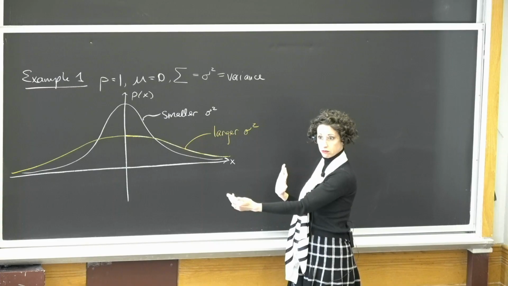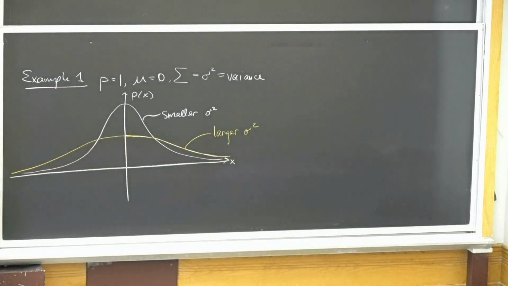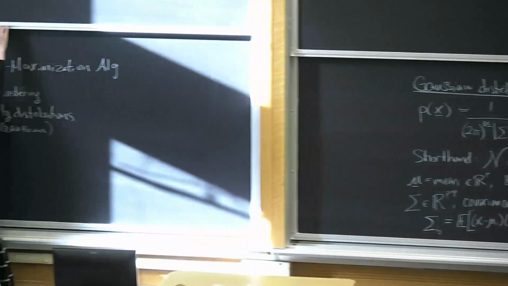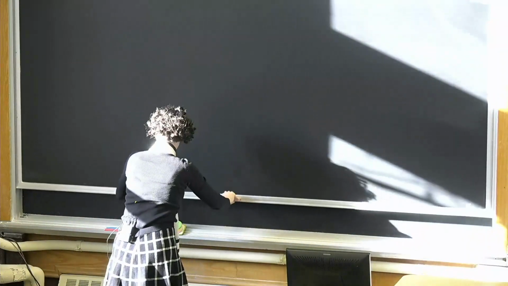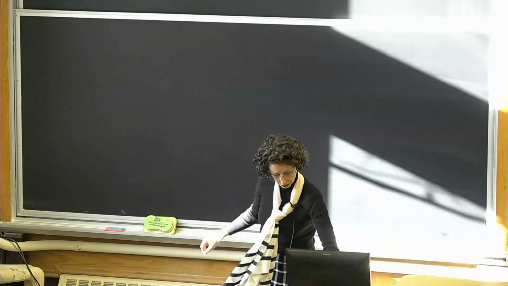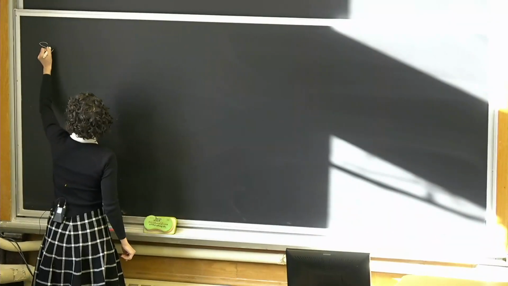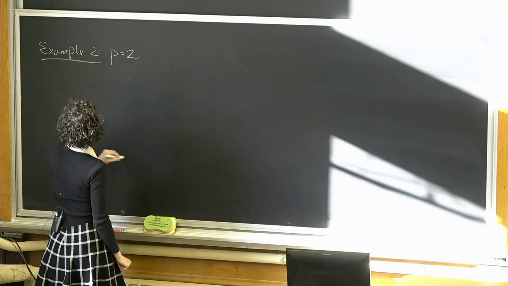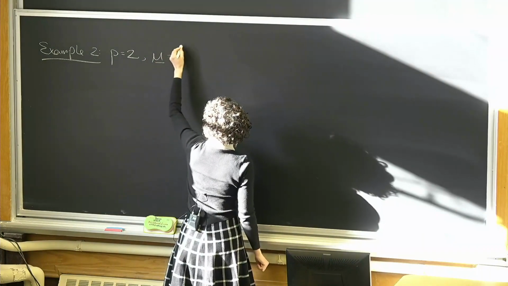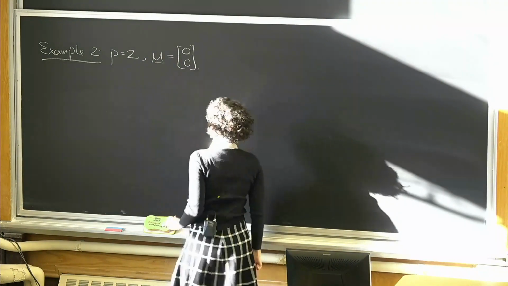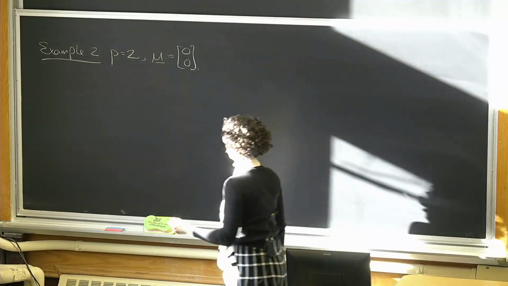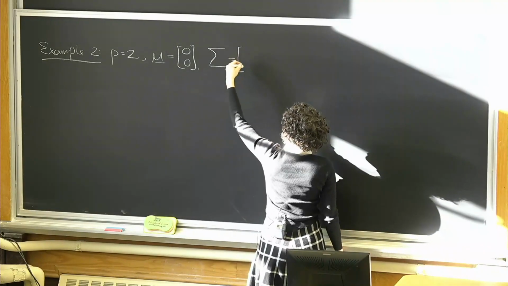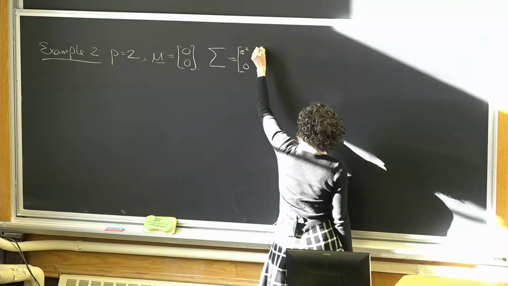Okay, so far so good? Okay, so now let's move on to thinking about these things in higher dimensions. So let's draw a picture now of a Gaussian distribution in 2 dimensions. So p is equal to 2. Again, I'm going to have mu be 0. In this case, it'll be a vector of zeros. And I'm going to consider the setting where sigma, my covariance matrix, is an identity matrix times a value sigma squared.